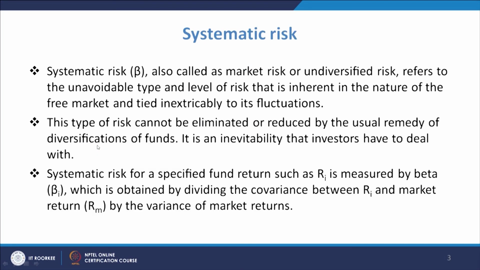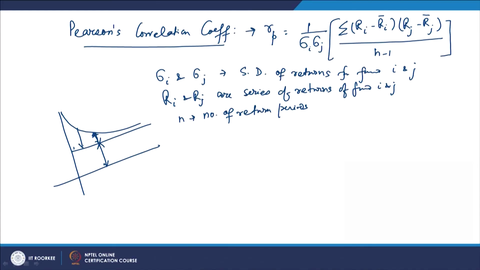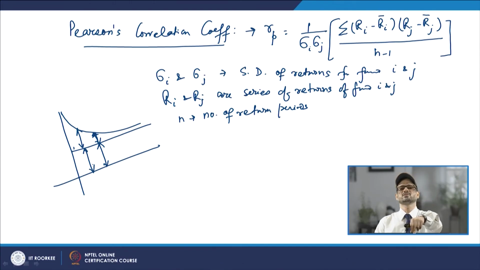This type of risk cannot be eliminated or reduced by the usual remedy of diversification of funds. By diversification of funds, we can only do something in the upper part. This part will be in our control, but this part is not, because it is governed by many things like war, political situations, and how the market is moving. All these are local disturbances on which you do not have any control.